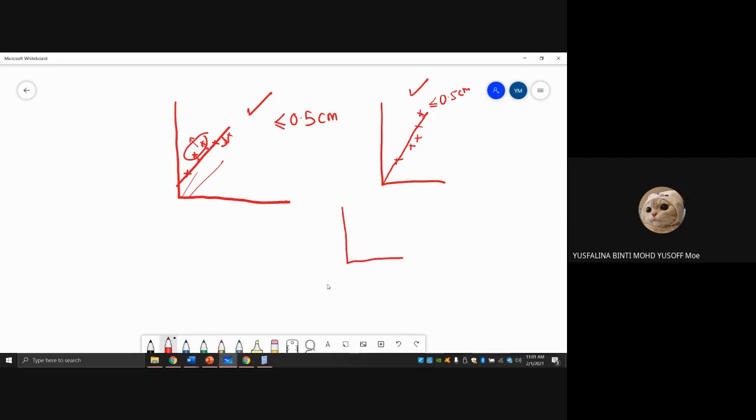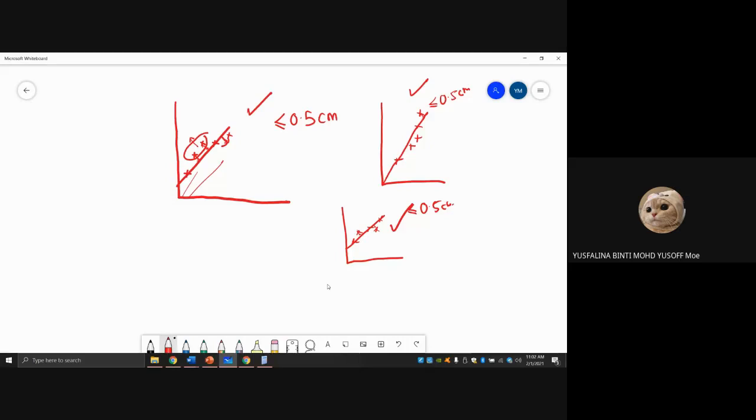Or it can be like this. One here and one here, and the distance between the point and the graph that you underline is less than or equal to 0.5. This is also considered correct. Are you clear?